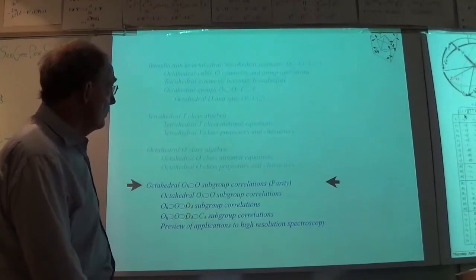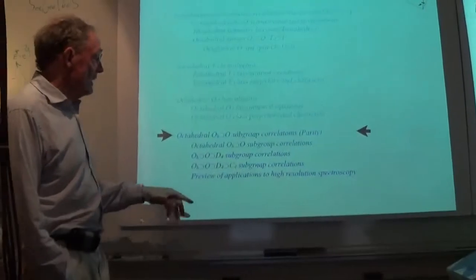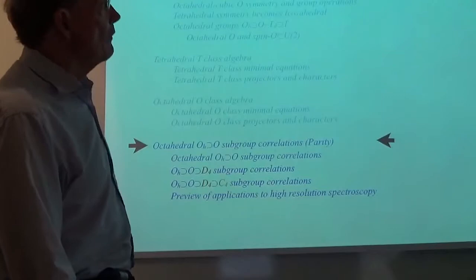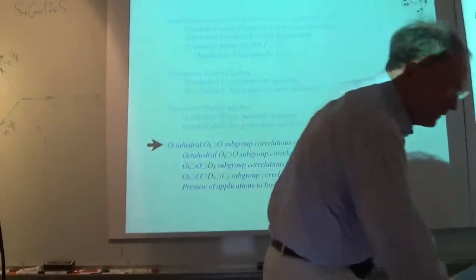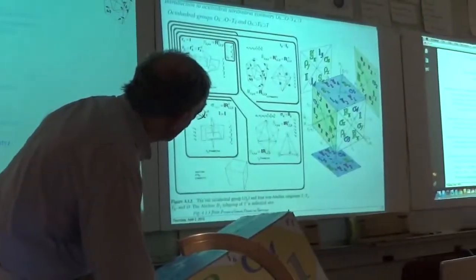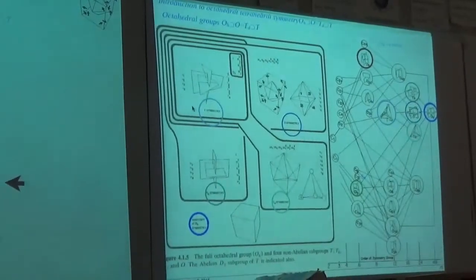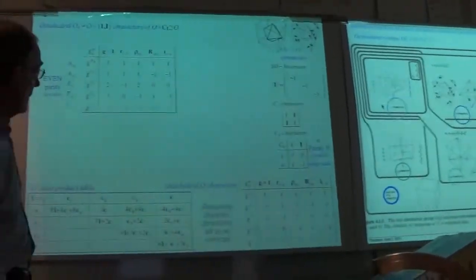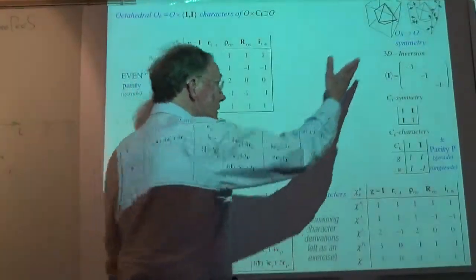And what we need to do is use that character table to do subgroup correlations and level splittings for the various subgroup chains that we have. And I'm going to back up this thing to the thing that shows the subgroup chains. There are the subgroup chains that we're going to be drawing from. There's so many there that it's hard to keep track of them all without some aid. So we're going to do O symmetry.